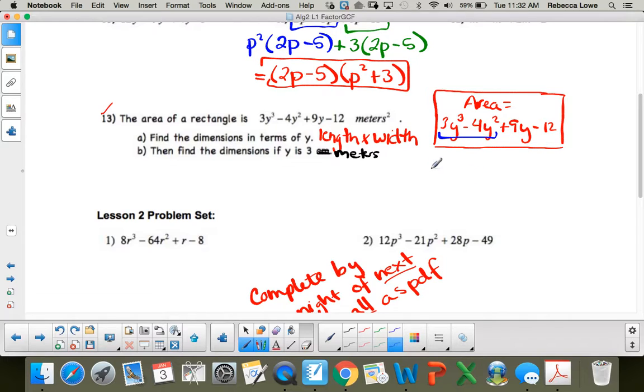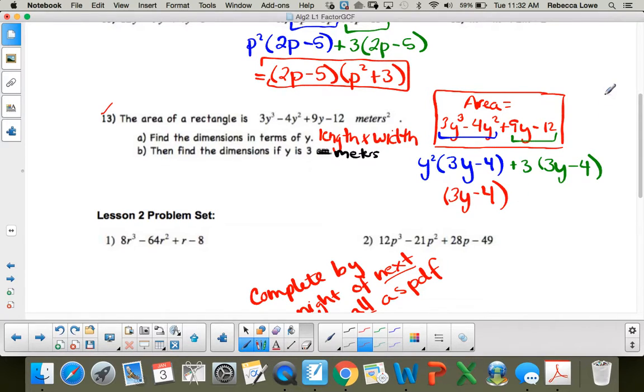I'm going to just factor this by grouping. I pull out the GCF of the first 2, which is y cubed, and I'm left with 3y minus 4. Pull out the GCF of the second 2, which is a 3. Remember to bring down that positive. 3y minus 4. Notice that they share a factor of 3y minus 4. So one of the dimensions, the length or the width, is 3y minus 4, and the other dimension is y squared plus 3. So if you were to multiply these back out, you'd get that big polynomial. So those are the dimensions, 3y minus 4 by y squared plus 3.